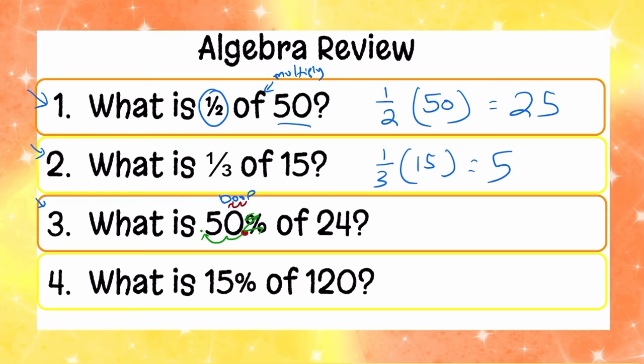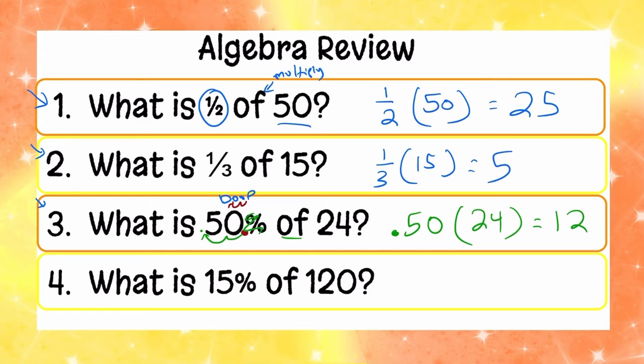So 50% as a decimal is 0.50. You can also write that as 0.5. It's the same thing, but I'm going to leave it as 0.50. Of means to multiply, and we're going to multiply by 24. What is 0.50 times 24? 12. Same thing as 1/2 of 24.